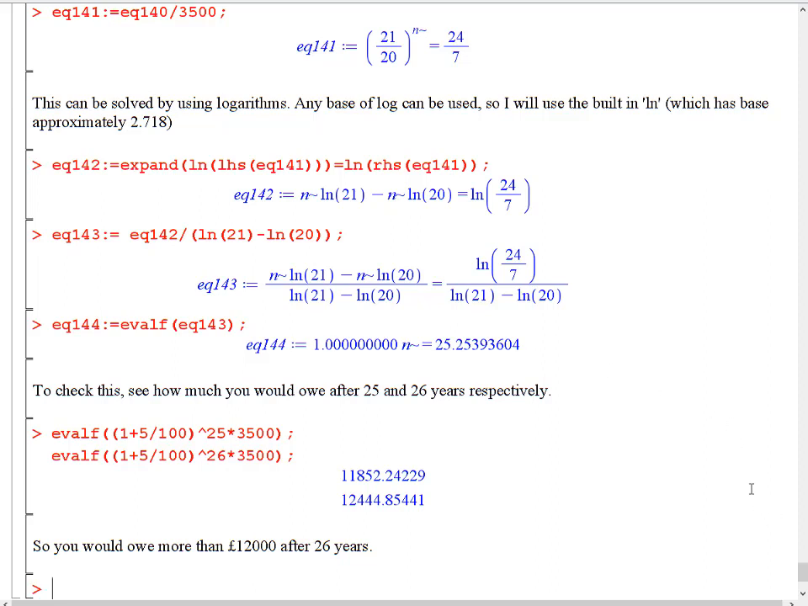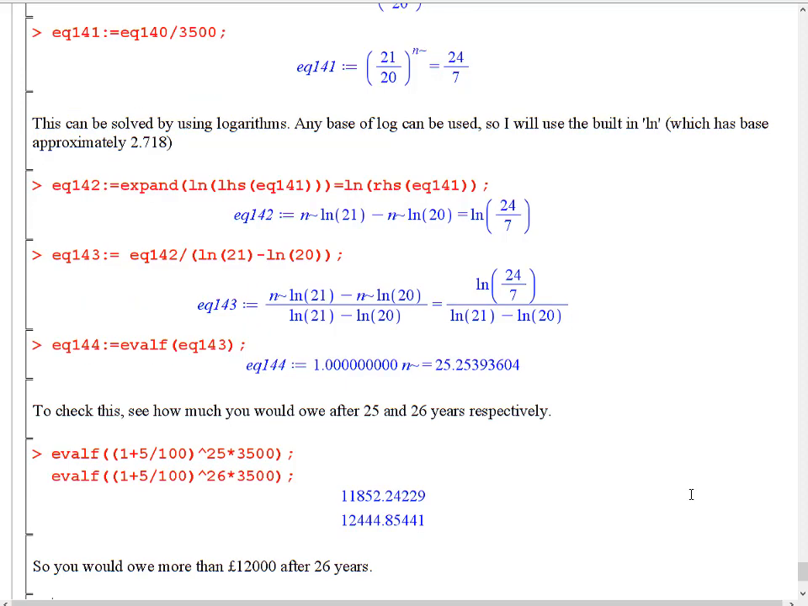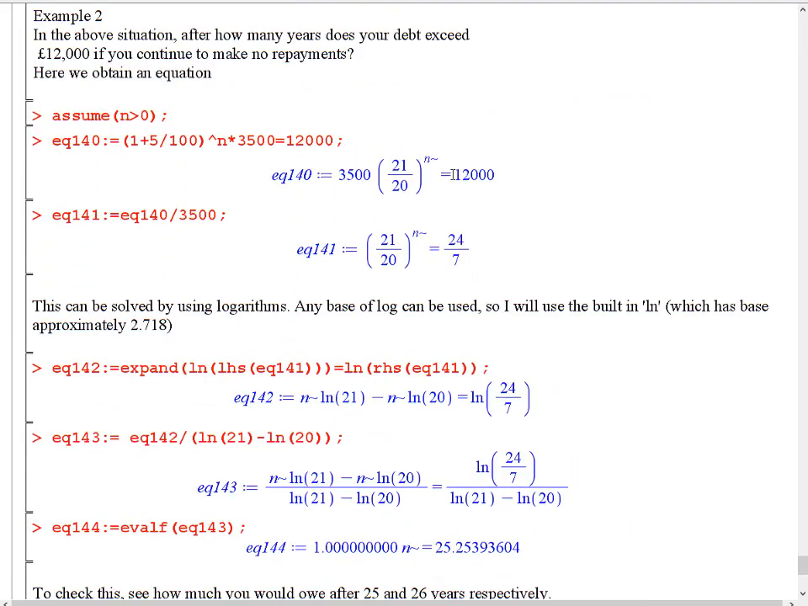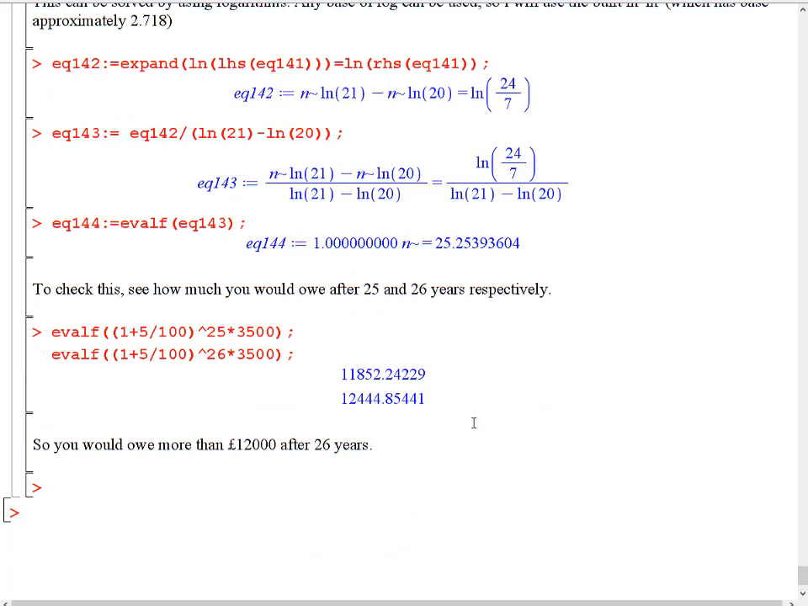So this is what's called compound interest, of course. So the basic equation is this one. And if you want to find n given the other information, then you can use logs to calculate the number of periods or the number of years.